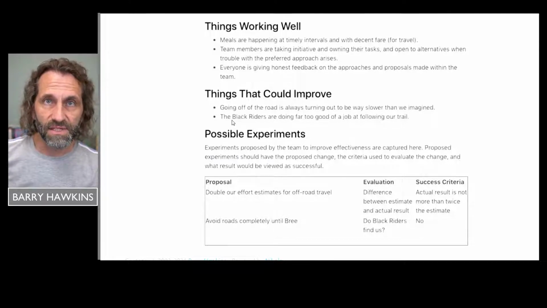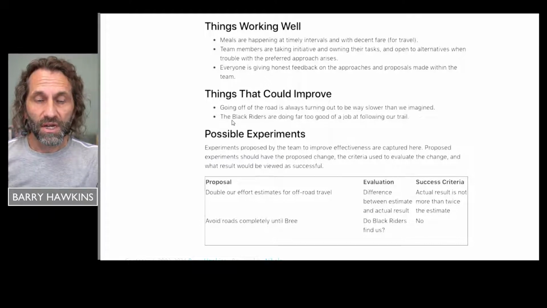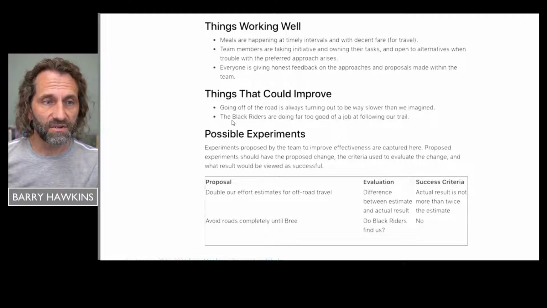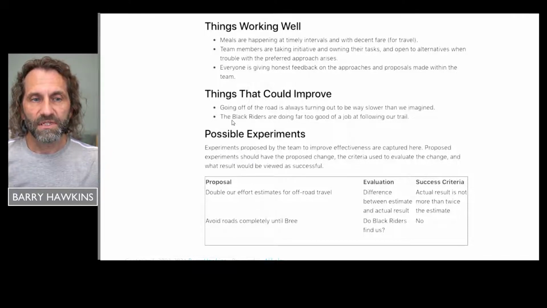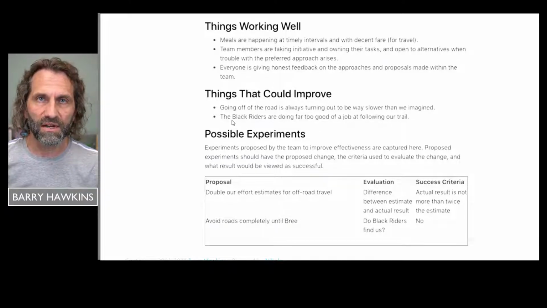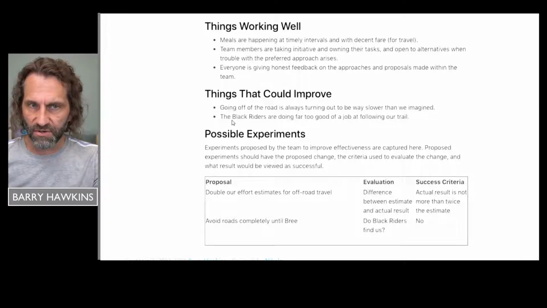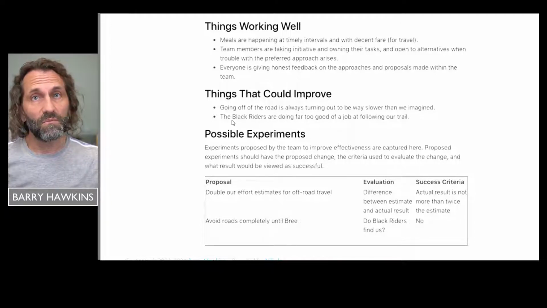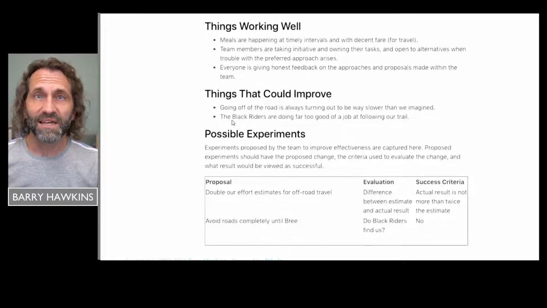And they've identified this is the proposed experiment. Here's the evaluation criteria. Here's how we're going to evaluate it. And then this would be what we consider success criteria. So if we double our effort estimates for off-road travel, what we're going to evaluate is what's the difference between what we estimated and what it actually took. Because what we've learned about ourselves is we chronically underestimate how long travel is going to take. And then the success criteria, if the actual result is not more than twice the estimate, then great, we're getting better at estimating that particular kind of task or that particular kind of outcome.